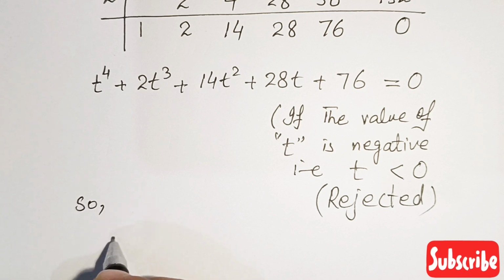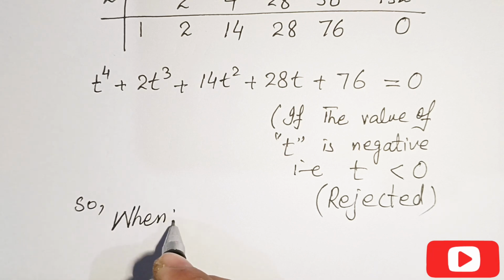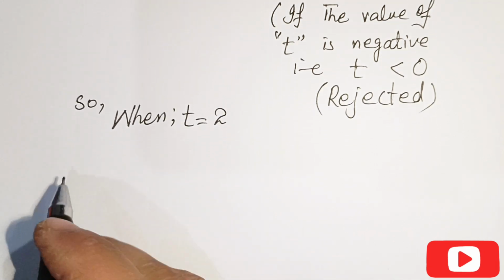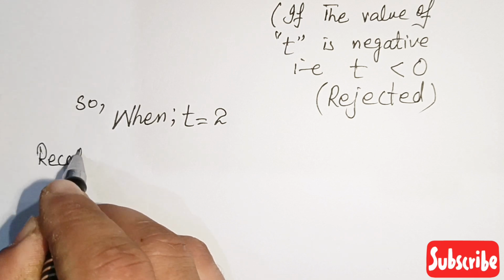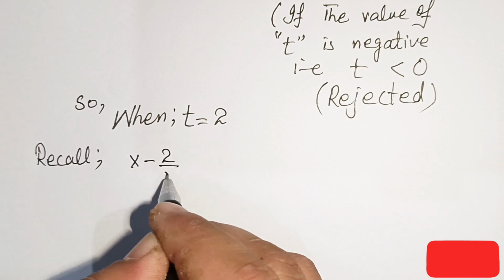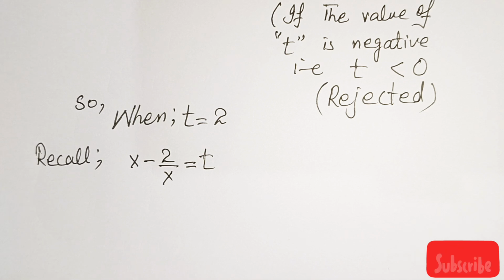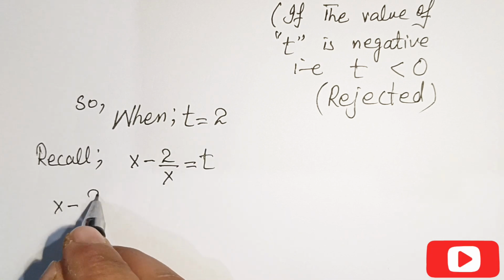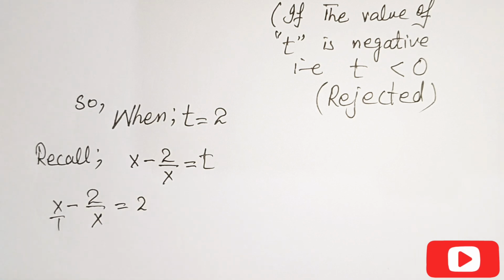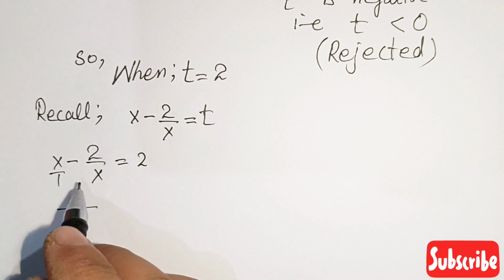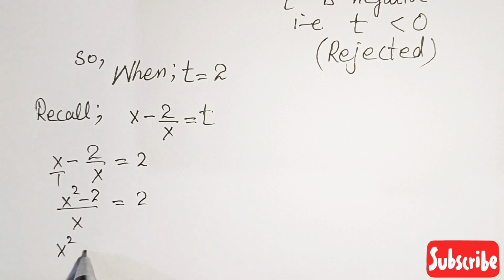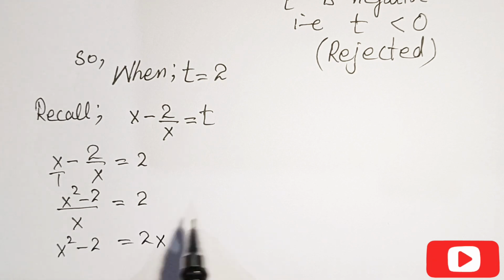Now when t is equal to 2, we have to recall our equation, which is x minus 2 over x is equal to t. Now putting the value of t, we get x minus 2 over x is equal to 2. Now here we have denominator x, then x times x is x squared minus 2, which is equal to 2 times x.